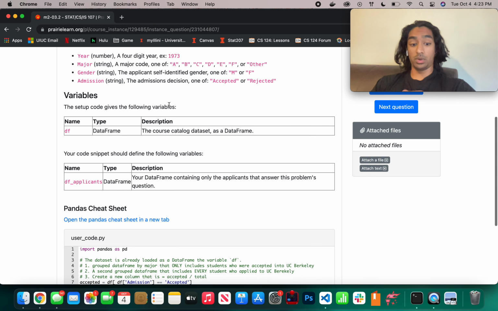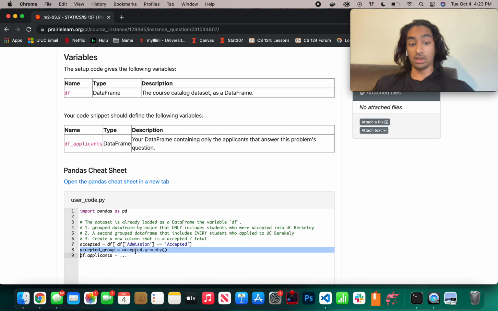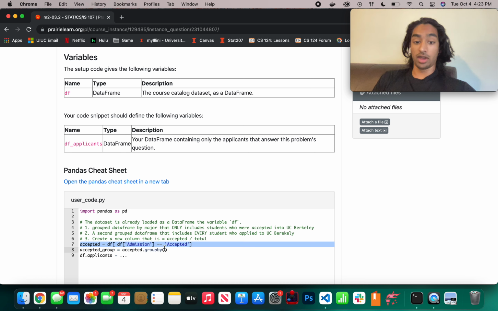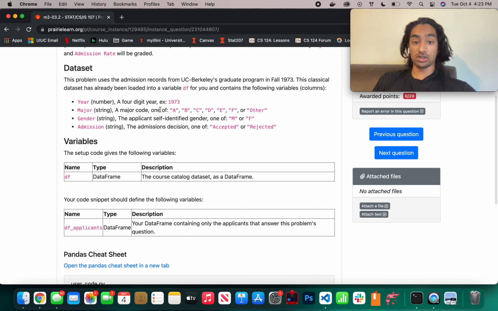So the reason why we have to group also the accepted data frame and also the total amount is because in order to divide these two data frames, they have to be of the same length and have the same type of values. So right now, these are still strings. So we're going to have to aggregate. So first, let's group by major. That's going to collapse each of the applicants whose major corresponds with one of these values. It's going to add them all up.